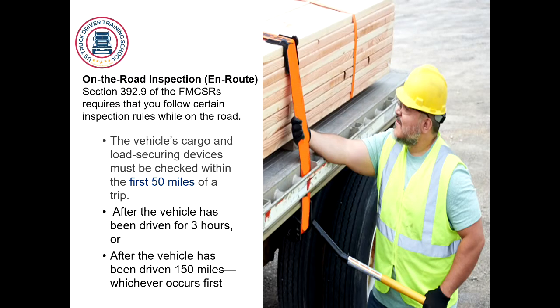Section 392.9 of the FMCSRs requires that drivers follow certain inspection rules while on the road. The vehicle's cargo and load securing devices must be checked within the first 50 miles of the trip. Any necessary adjustments must be made at that time.